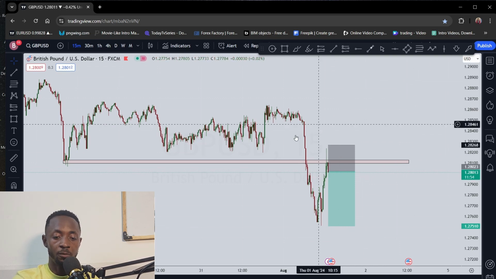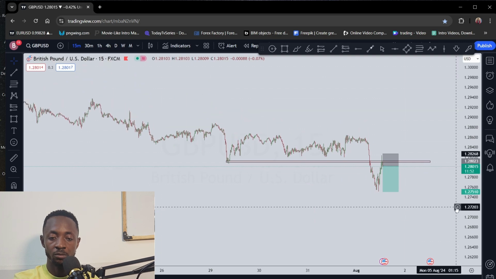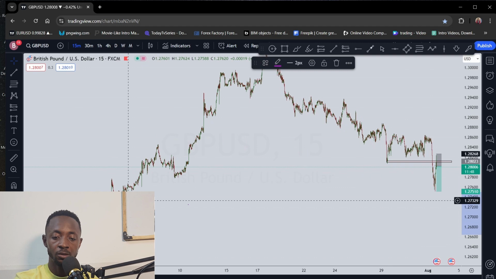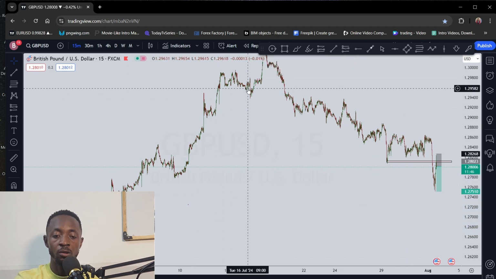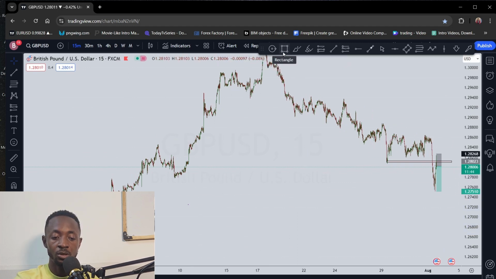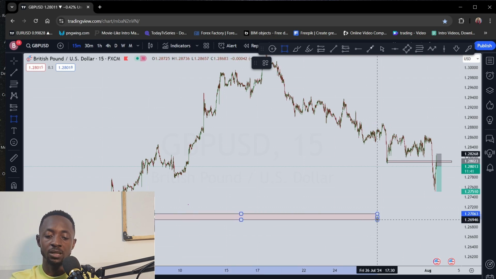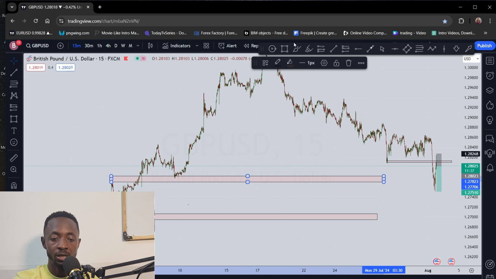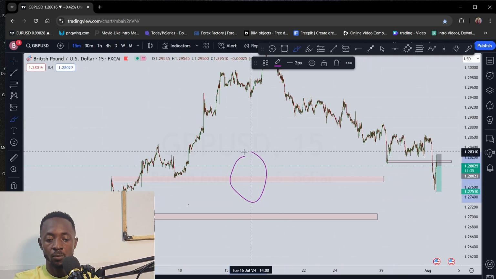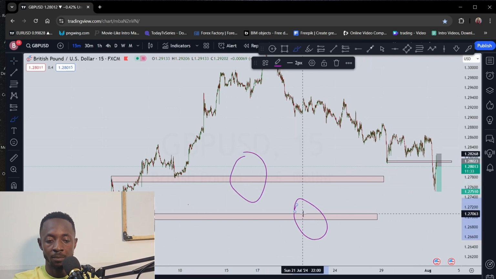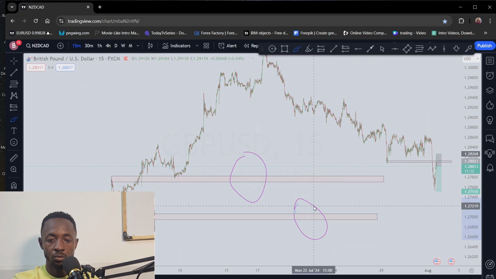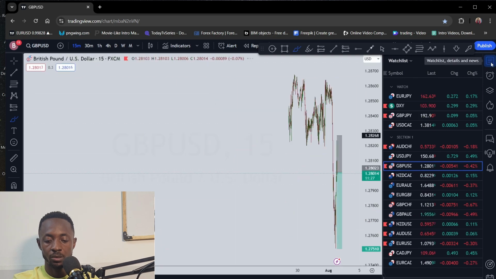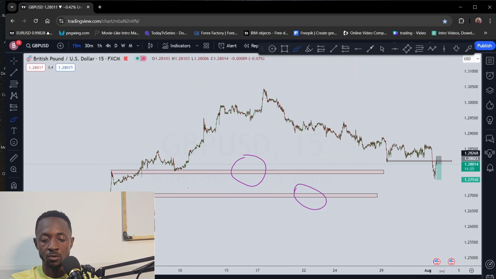What do we look out for? Number one, what's wrong with my mouse? Sorry about that. Okay, back. Number one, we draw out our support and resistance level. Support and resistance simply means the place where the market came to and it could not pass that place. Support is always below while resistance is always above. So this will be your resistance and this one will be your support. All right, so let's go on.